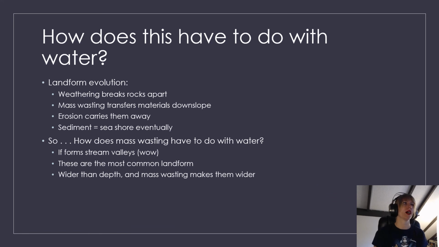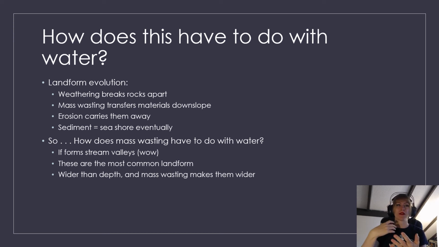Okay, so how does this have to do with water? Other than the fact that debris flows and earth flows have water involved in them, over time, mass wasting will turn a rough, rugged, and steep landscape into a gentle, subdued terrain. Landform evolution has to do with weathering, breaking these rocks apart, mass wasting, transferring materials down slope, erosion then carries them away, and then sediment eventually gets to the seashore or the ocean.